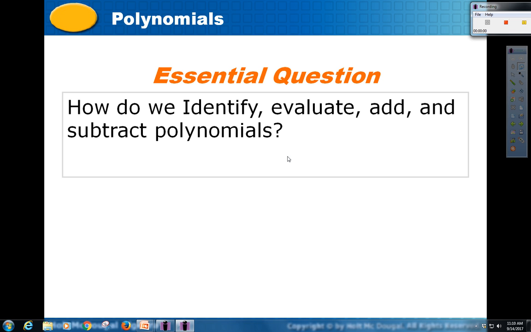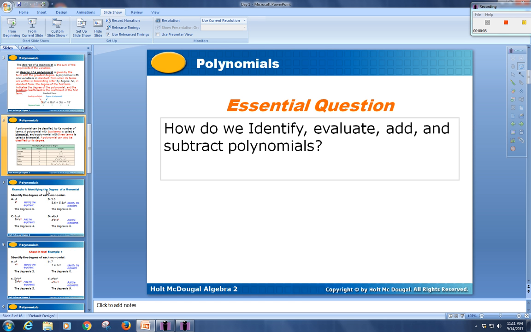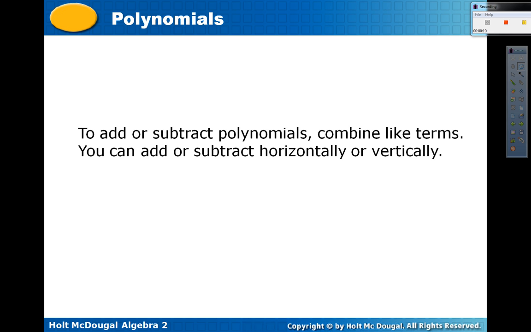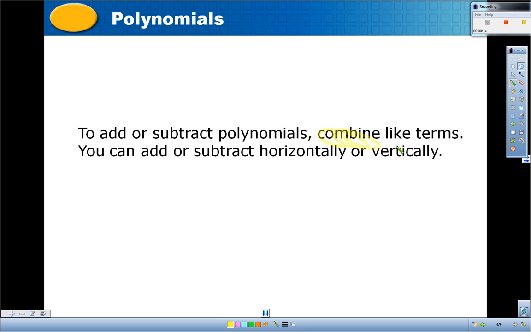Alright guys, your essential question for today is how do we add and subtract polynomials? Well, the great thing about polynomials is that the way that we add or subtract polynomials is you simply combine your like terms. So let's go ahead and take a look at two examples.